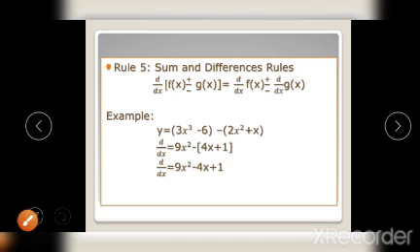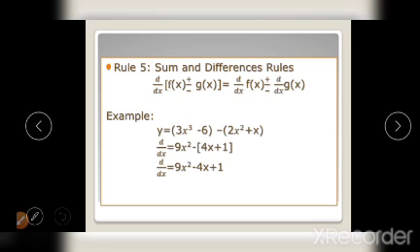Next, we have rule 5, the sum and difference rules. So, the derivative of two functions, which is the f of x and g of x, equals the derivative of f of x plus g of x, and it is distributed to the derivative in f of x and g of x. So, it means it is plus and minus. It equals the derivative of f of x plus and minus the derivative of g of x.